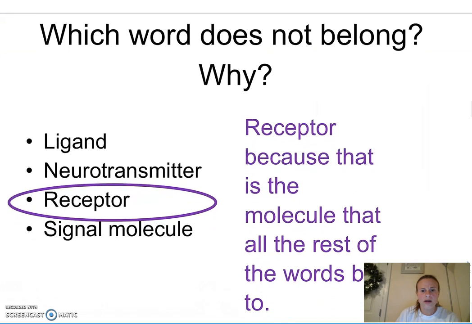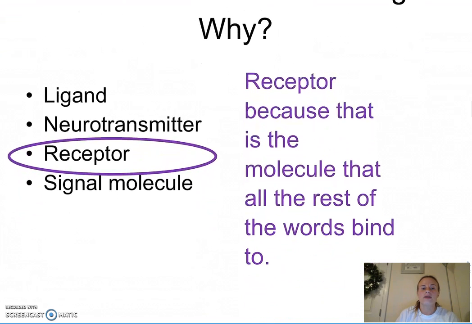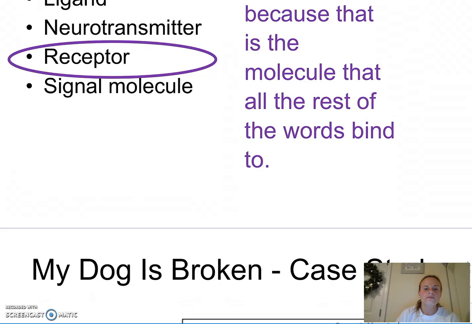Which word doesn't belong? Receptor, because that's the molecule that all of the other words bind to. For example, ligand binds to a receptor. Neurotransmitter binds to a receptor. Signal molecule is a ligand, for example, a neurotransmitter.